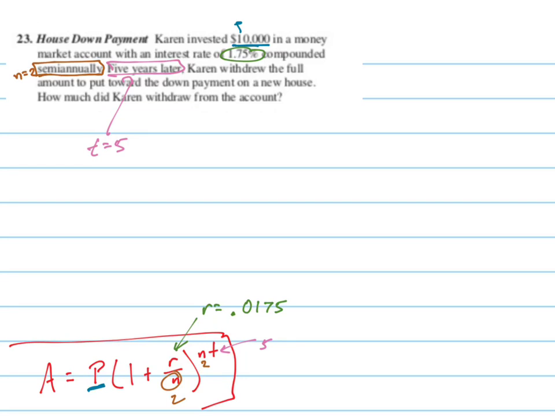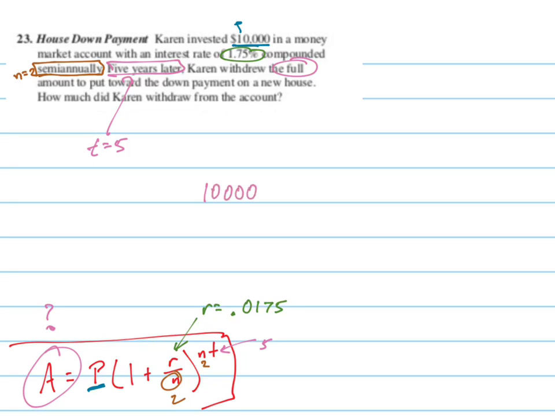She withdrew the full amount to put toward the down payment on a new house. How much did she withdraw from the account? So what are they asking? She said the full amount. That's your A. So the question is, what is A? So you literally just plug in all those numbers.